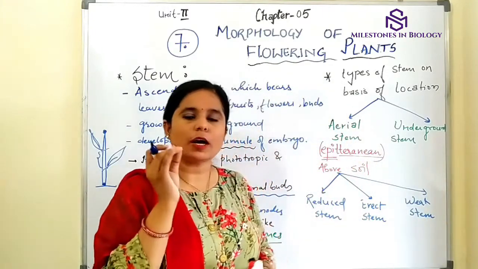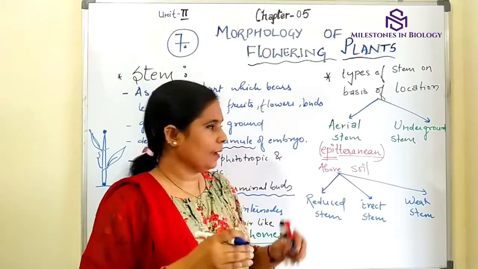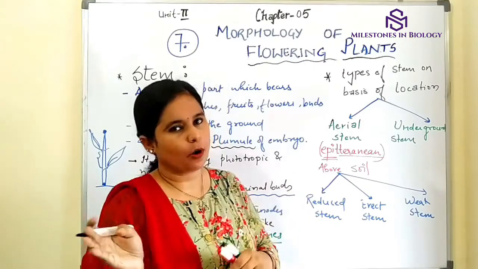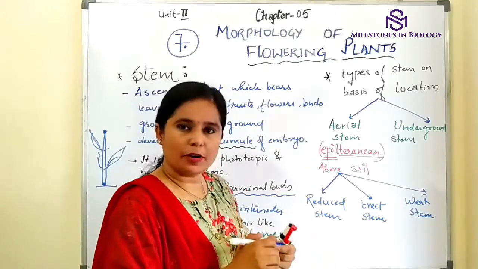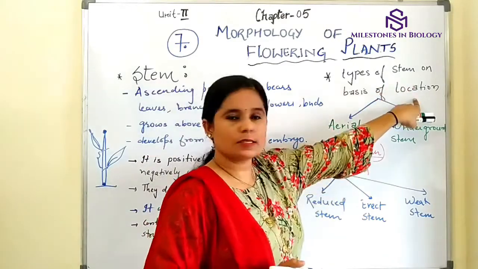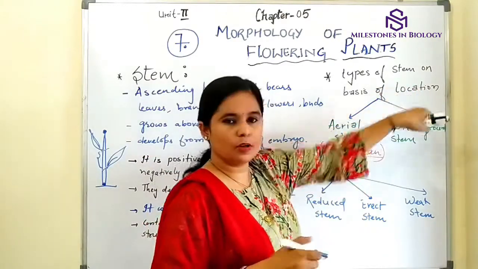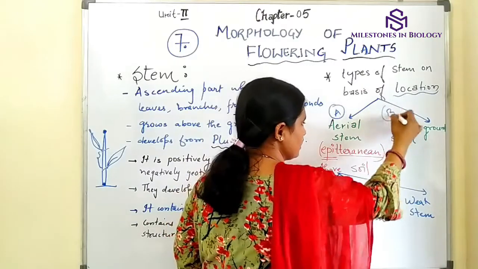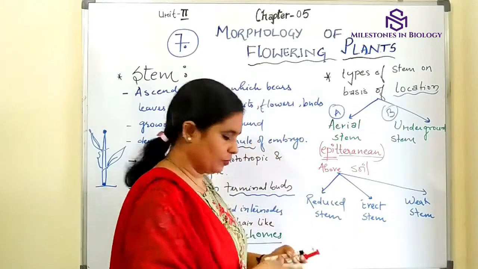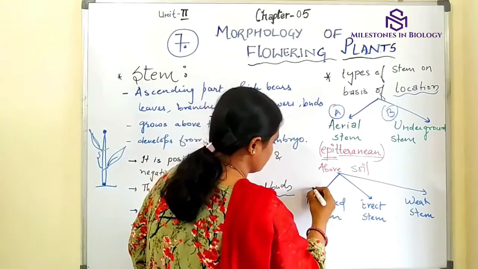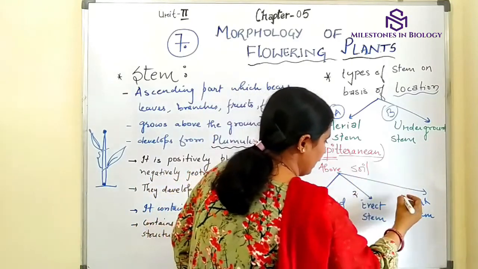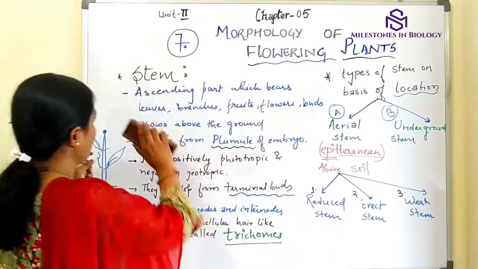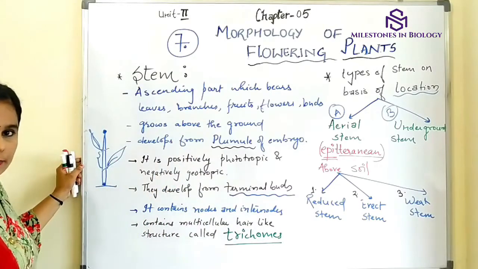The full flowchart of the stem and its types I will be making at the end of the whole stem topic. I will show you the whole flowchart. So for now I have told you that stem has different types on the basis of location. Two basic types, one is aerial stem and other is underground stem. Aerial stem is of three types: reduced, erect and weak stem. Let's talk about each one of them one by one. So just take the screenshot before I rub.